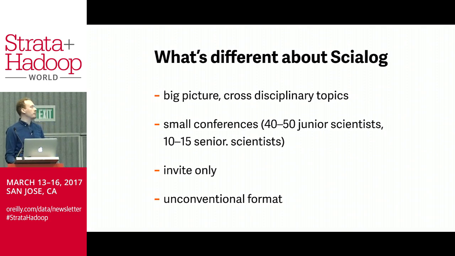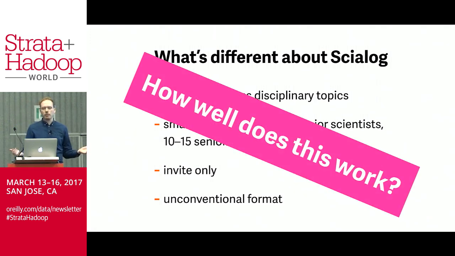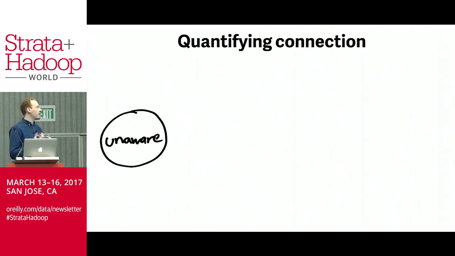So the first thing that Richard wanted to know when he came to us in 2010 was, how well does this work, right? Is this actually helping us achieve those goals of catalyzing new collaborations between attendees? So the first thing that we did with him was define the levels of connection between people at a conference.